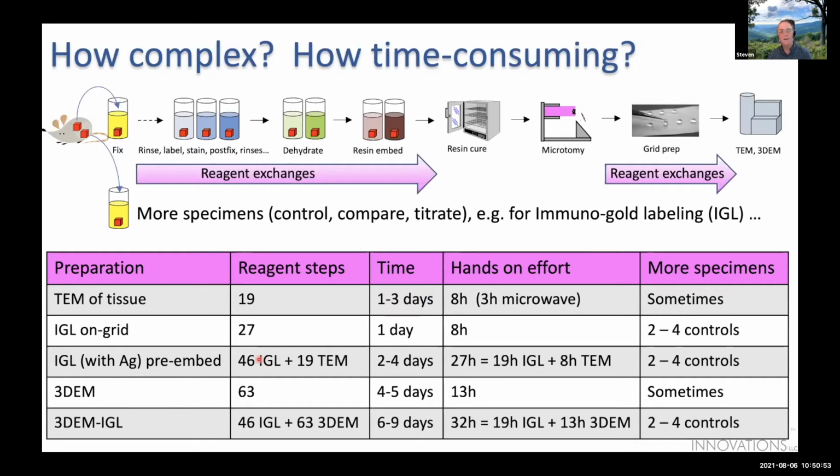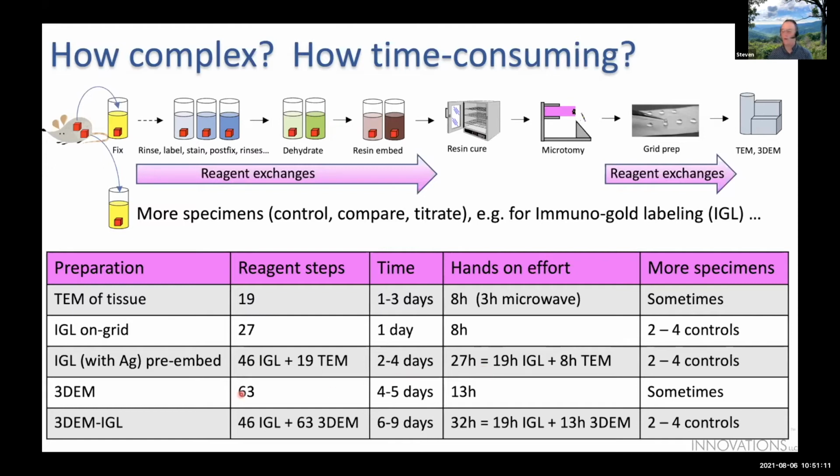That's a lot. And typically, after we do the immunogold labeling, we're going to be then embedding the sample for TEM. So we're talking about a 2 to 4 day process. And if we add up the hours, we're looking at about 27 hours of hands-on time.